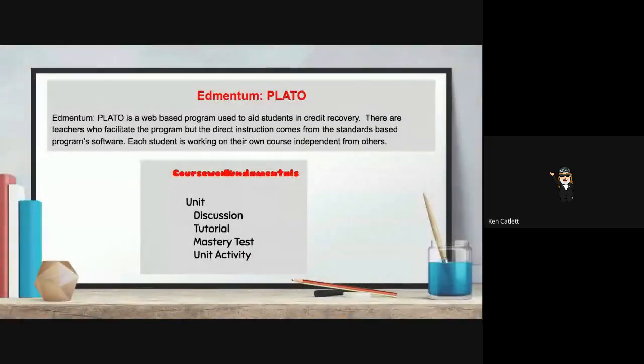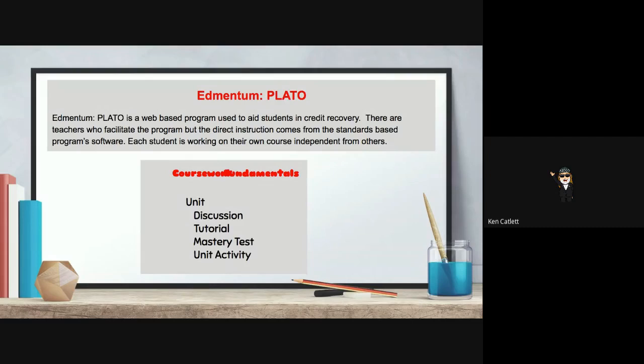Online curriculum. I teach this class second period. It's basically using a program called Edmentum Plato. Plato is a web-based program used to aid students in credit recovery. There are teachers who facilitate the program, but the direct instruction comes from the standards-based program software. Each student is working on their own course independent from others because there's approximately 70 available courses in Edmentum Plato.